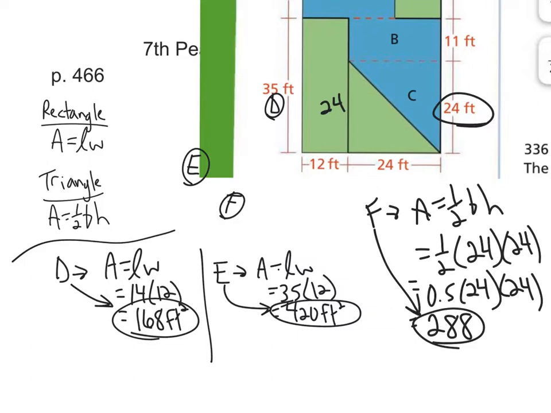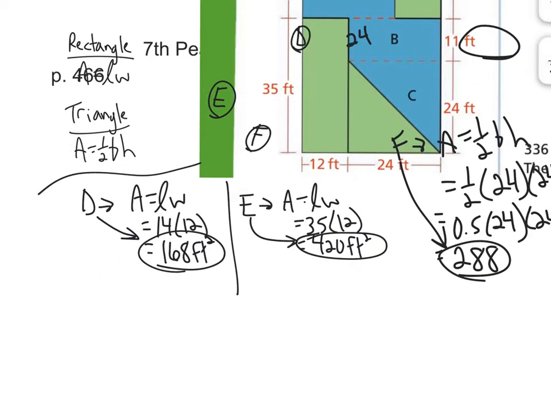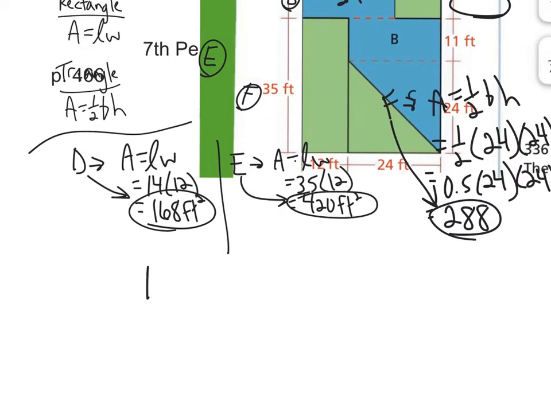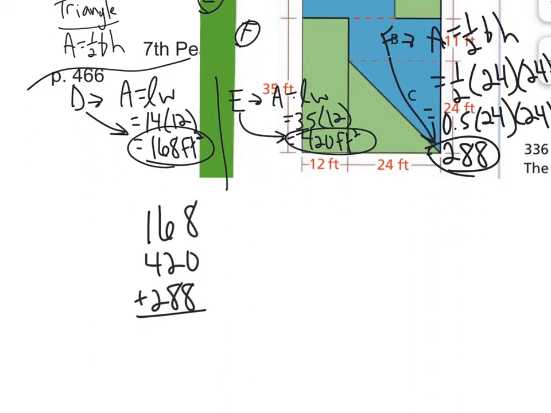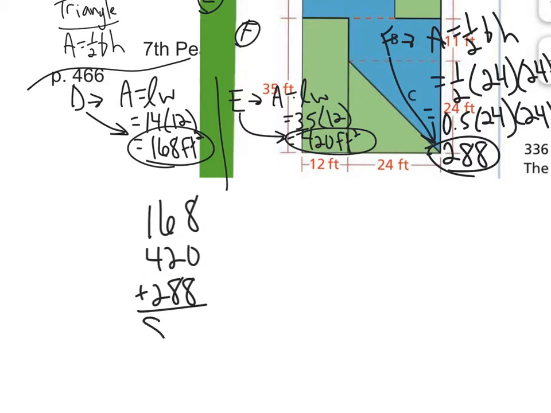And then at that point, it would just be a matter of adding those numbers together. So we had a 168, a 420, and a 288. So we can add those and see if we got the same thing as the book, which they got 876. So when you add those, do you get 876 square feet? Yes. Okay, so that confirms the other way.